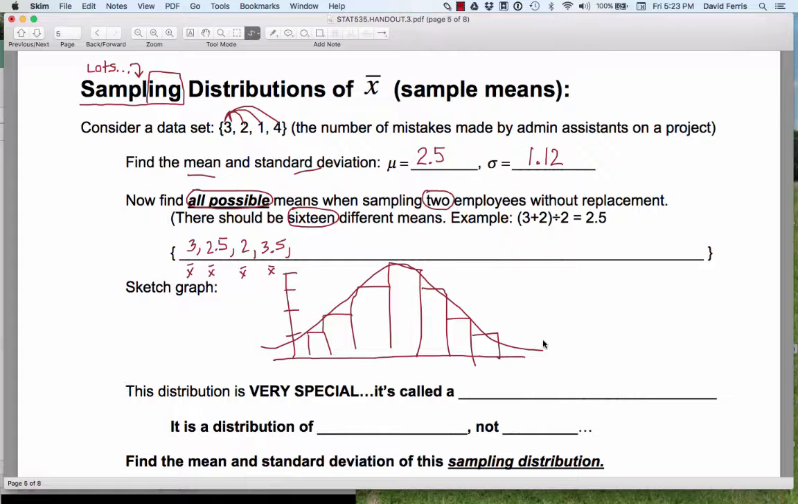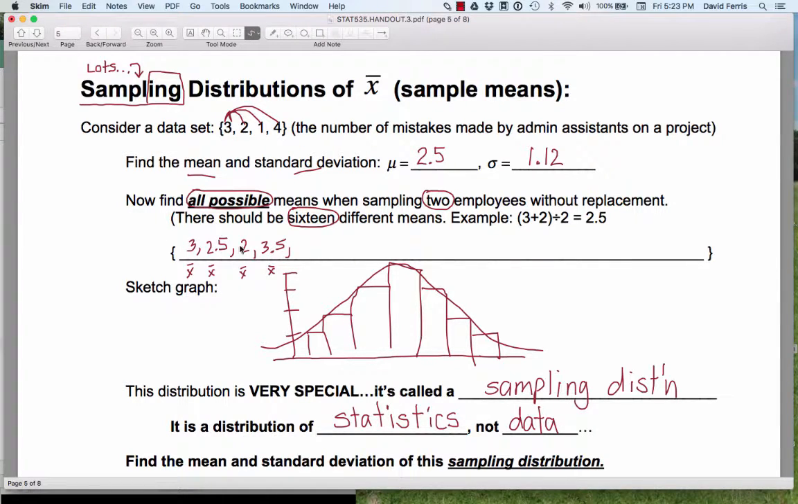So this distribution, because it's very special, has a special name, and it's what the title says there. This is called a sampling distribution. The "ing" is very important. A sampling distribution is very different. Every single thing that you're graphing here is a statistic. So a sampling distribution is a distribution of statistics, not data.